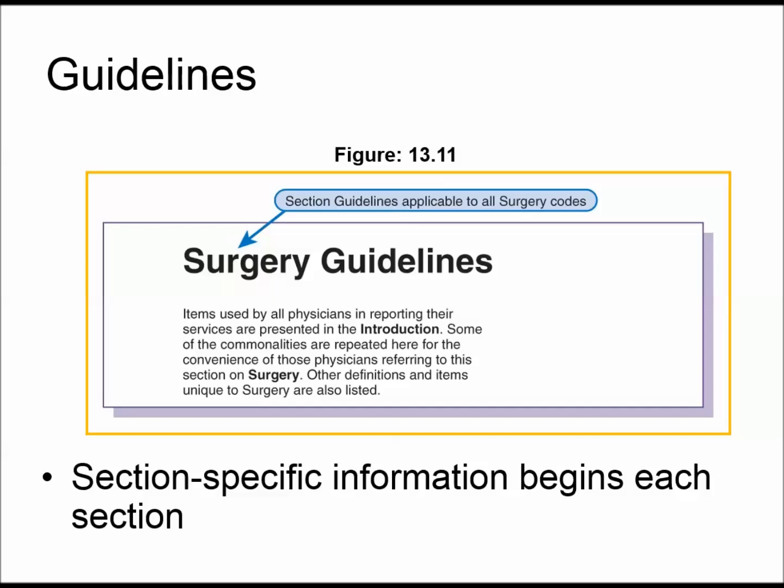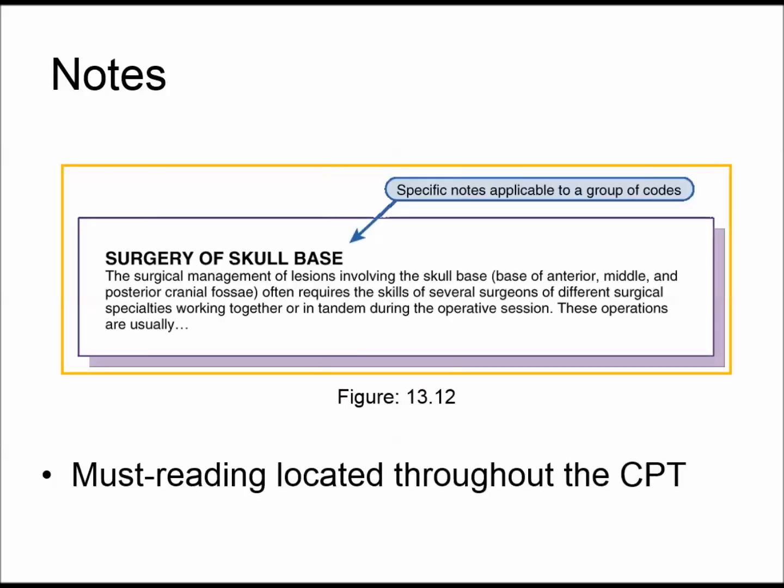There are guidelines, and these guidelines begin at the first page of each section. So each section has its guidelines, and these guidelines allow you to appropriately interpret and report procedures and services that are included in that section. So before you start coding for that section, you would need to review the surgery guidelines, so you'll be more aware and be able to do more correct coding. Another thing that's included are notes, and a specific note can be applicable to a group of codes, or it may be just to one code. But notes are another thing that you really need to pay attention to. So it's a must read, and it's located throughout the CPT.